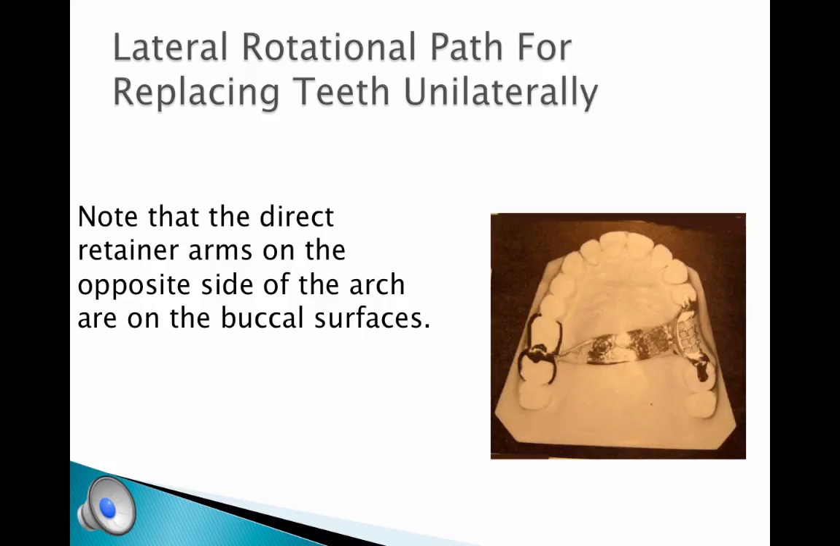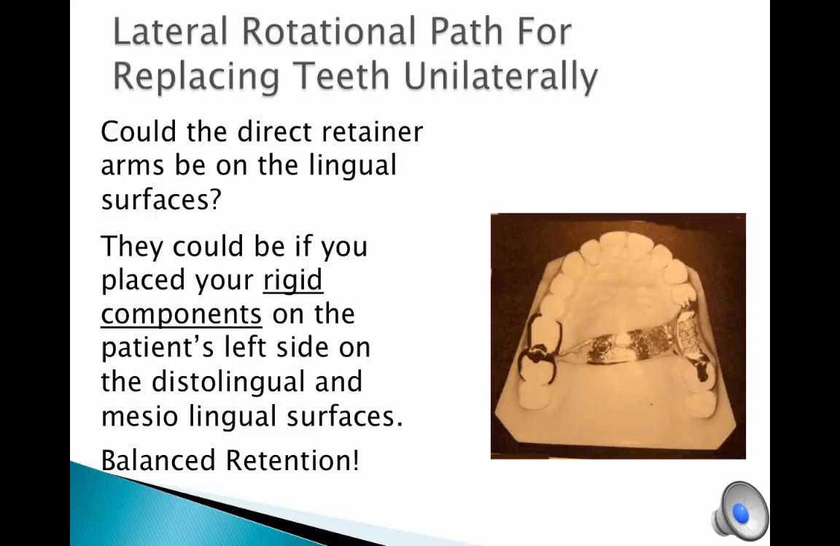Note that the direct retainer arms are on the opposite side of the arch. They are on the buccal surfaces to maintain balanced retention. Could the direct retainer arms be on the lingual surfaces of these teeth? They could be if you placed your rigid components on the patient's left side, on the distal lingual and the mesial lingual surface. It has to satisfy balanced retention.